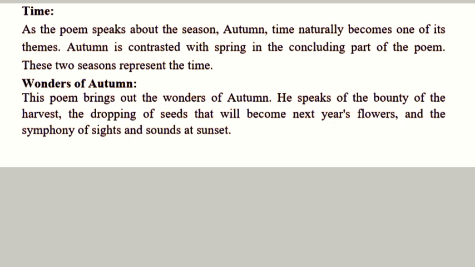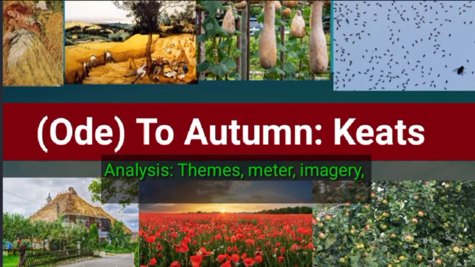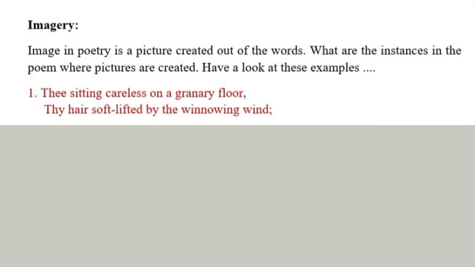The poet speaks of the bounty of the harvest, the dropping of seeds that will become next year's flowers, and the symphony of sights and sounds at sunset and everything like that. Now to the last part, which I think is the most important part in all the poems of John Keats, that is imagery. Imagery is a picture created out of words.